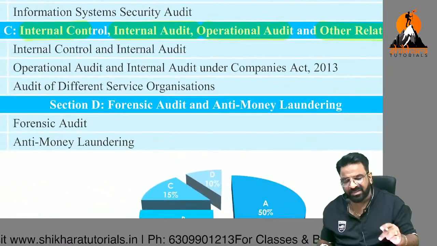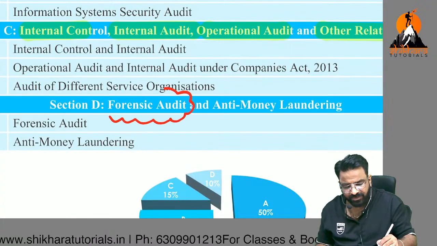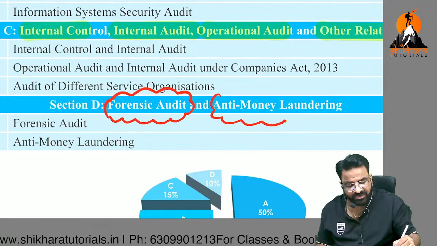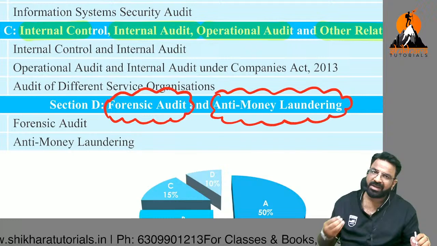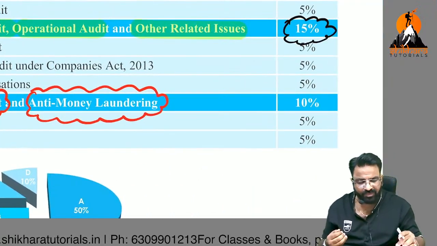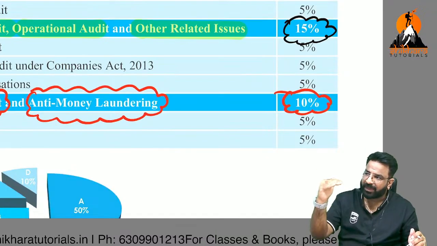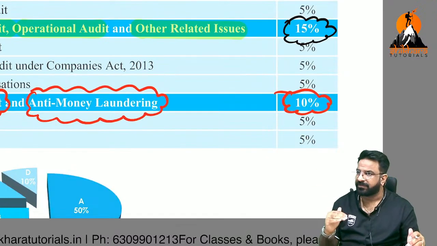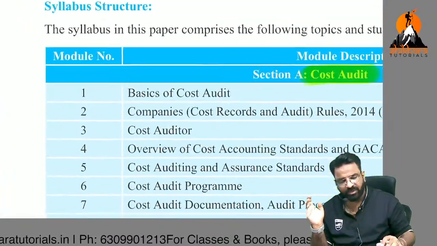And 10 marks are for recently added new topics. One is known as forensic audit, and one is known as anti-money laundering. So forensic audit and anti-money laundering are going to come for your examination. How many marks? 10 marks. So this is your 50, 25, 15, 10, comprising 100 marks of portion. So let's come back to topic number 1 again.